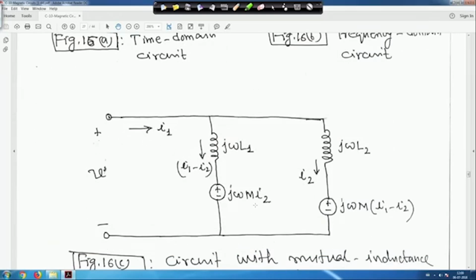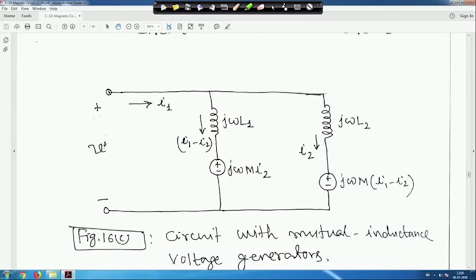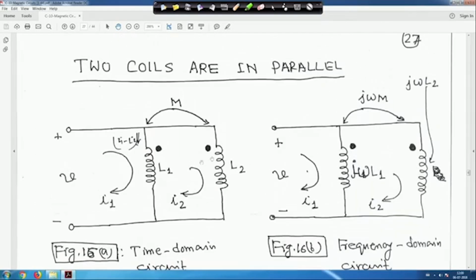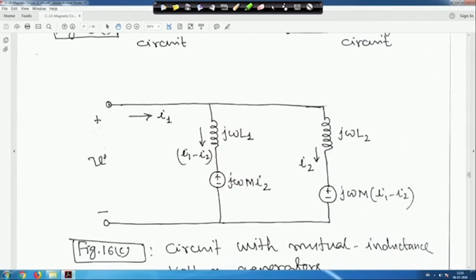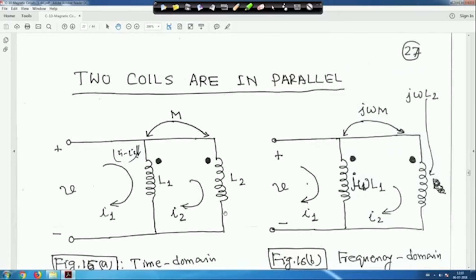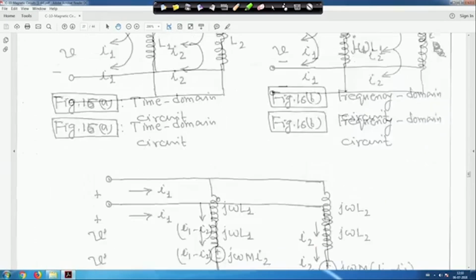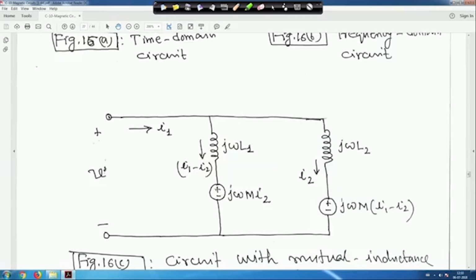In the same way, we are putting the mutual inductance voltage generator in the frequency domain. So I1 minus I2 is flowing through j omega L1, and this will be j omega M I2. Both I1 and I2 are entering the dot, so along with this drop it will be additive. Be a little careful about this. If I change the dot from top to bottom on L2, the polarity here will change. Similarly here, due to I1 minus I2, voltage will be induced, so j omega M into I1 minus I2.